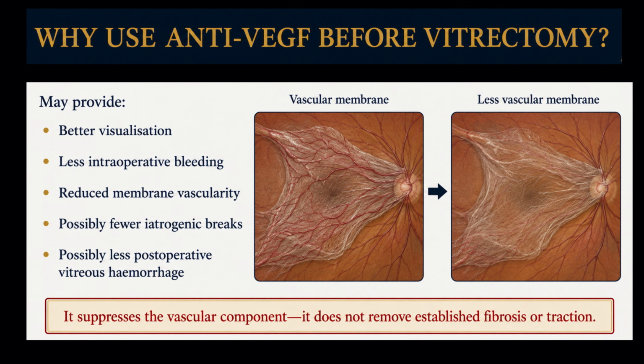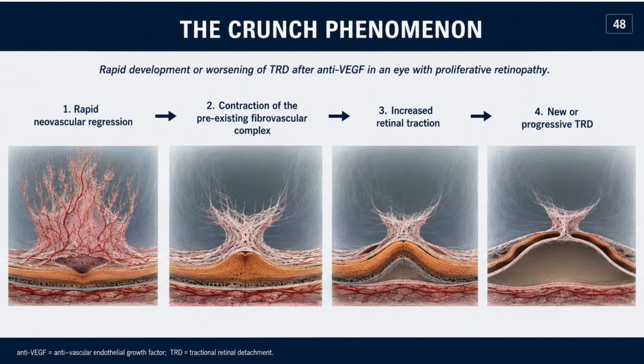Here, the term anti-VEGF crunch describes a rapid development or progression of TRD after an anti-VEGF injection in an eye with proliferative retinopathy. And the proposed mechanism here is that giving anti-VEGF causes rapid regression of the neovascular tissue, followed by contraction of the pre-existing fibrovascular complex, thereby increasing the traction on the retina.